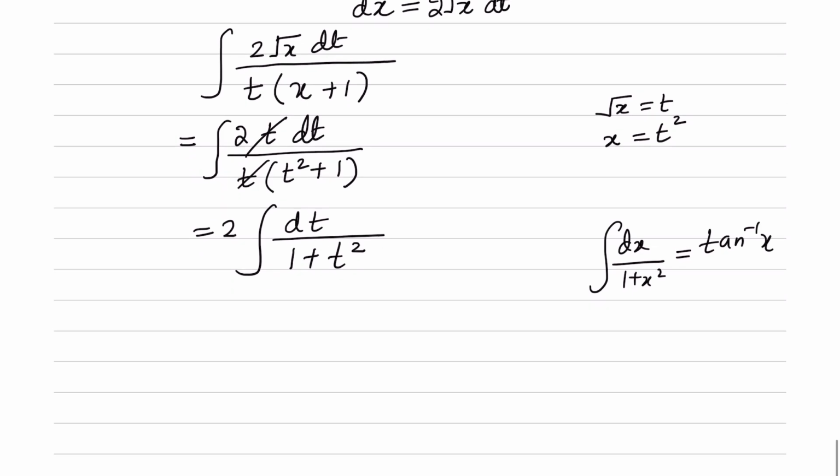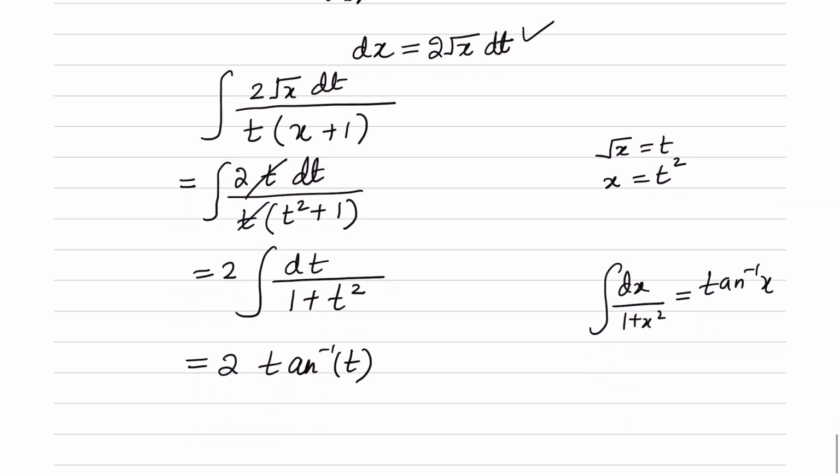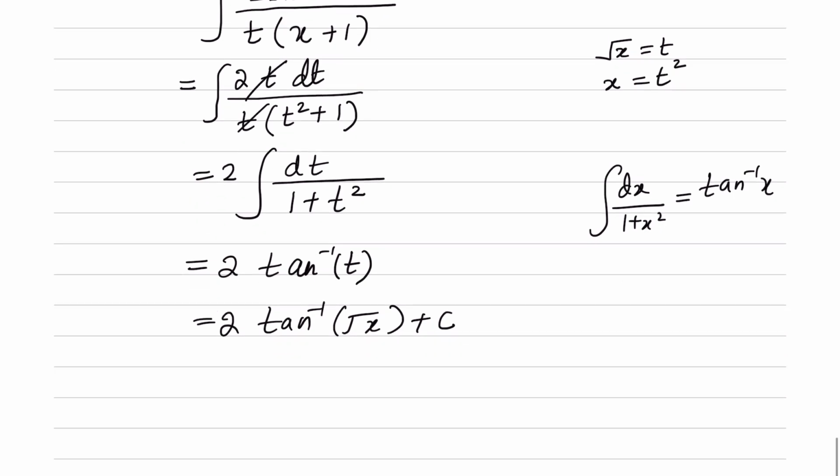So we can write here in our question 2 into tan inverse t, but t was taken to be square root x, so we will put here 2 tan inverse square root x plus some constant, and this is how we solve this simple problem.